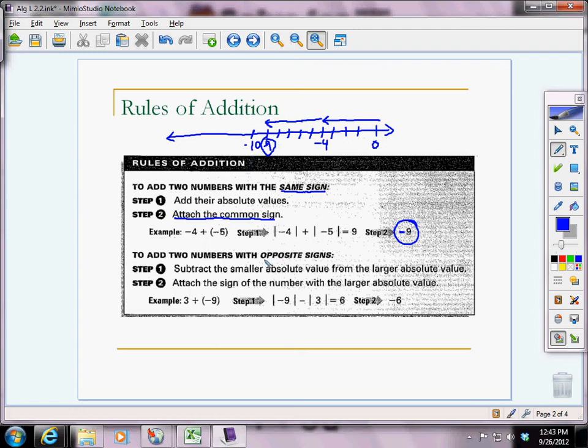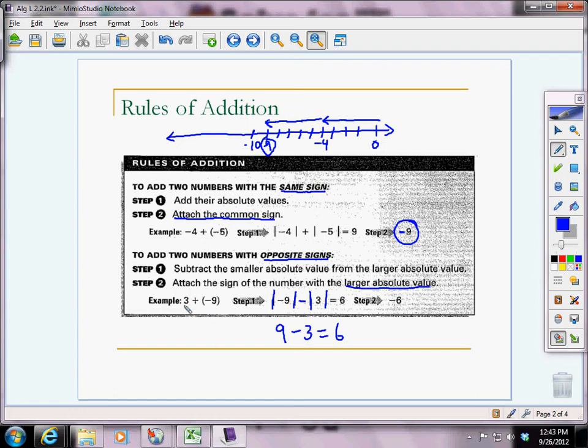Now, if they're opposite signs, it says subtract the smaller absolute value from the larger absolute value. Basically, you look at the numbers, and if you take the absolute value of each, 9's bigger. So you take the absolute value of 9 minus the absolute value of 3. So in a problem like 3 plus -9, you kind of ignore the fact that it's negative, and you just go 9 minus 3 to get 6. And then you attach the sign of the number with the larger absolute value.